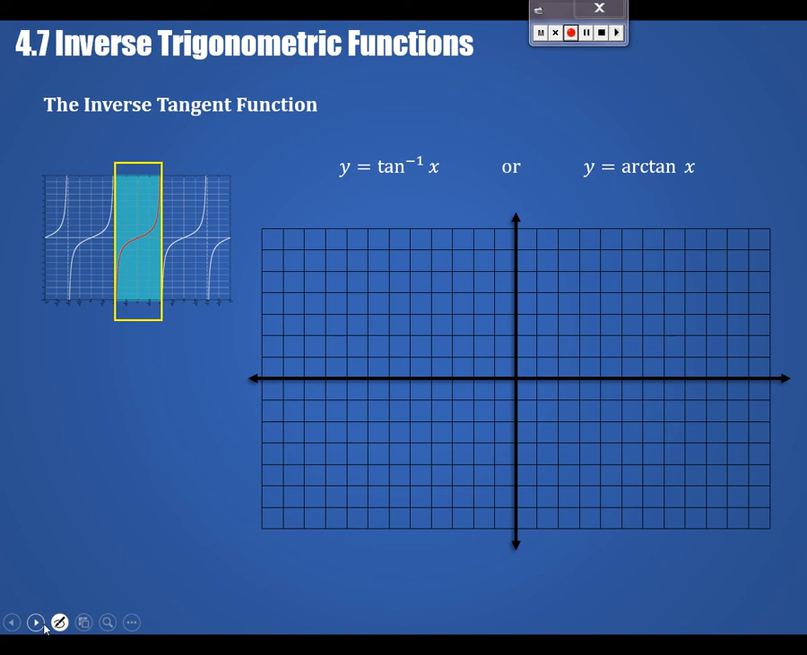The open interval, right? That's a little different. Okay, so here we go. Let's put pi over 2 and negative pi over 2 on our graph, because it can't touch. And what is the domain of tangent inverse?